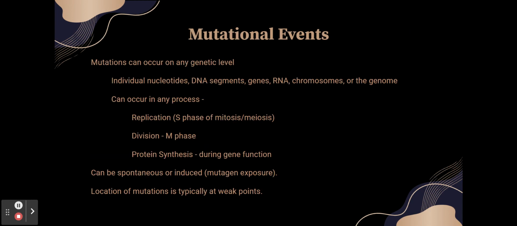Mutations can occur on any genetic level. It could be at the individual nucleotide, one base. It could be a whole segment of DNA. It could be a gene. It could be a piece of RNA that reads the DNA and then codes for a protein. It could be a part or a whole chromosome. It could be the whole genome. So a mutation is just a change to DNA. It can affect a small amount or a large amount, and it can occur in any process.